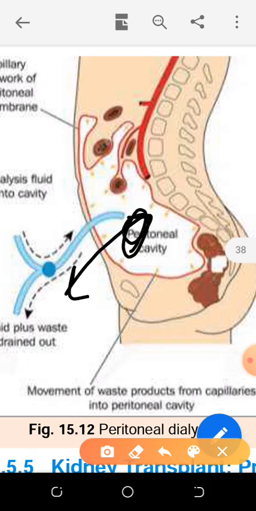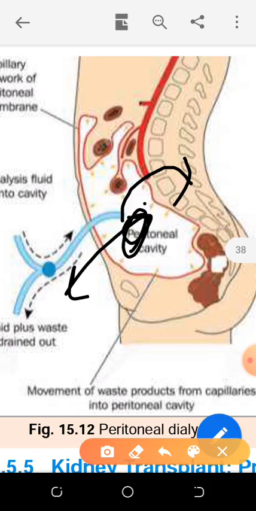If the urea concentration becomes high enough, two drawbacks will occur. First, the blood will not give urea to the peritoneal cavity due to a low concentration gradient. The second threat is that urea might start flowing from the peritoneal cavity back into the body. So this is the abdominal cavity.